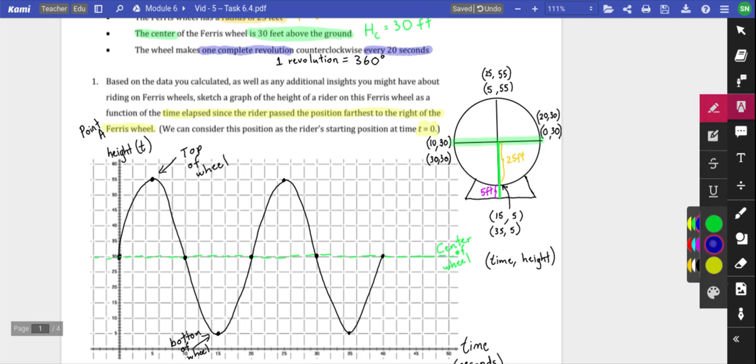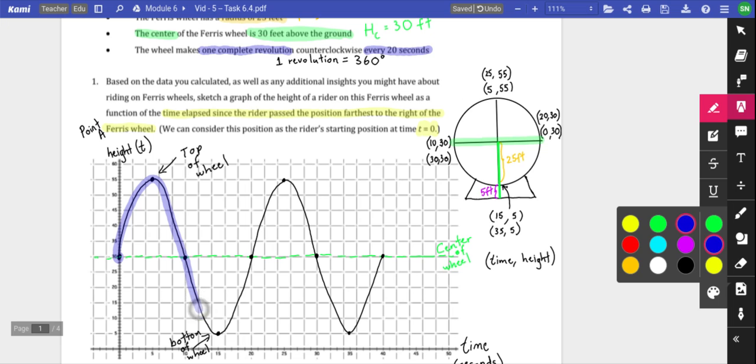And I'm going to highlight one rotation of the wheel. We start here, we go to the top of the wheel, go to the left side of the wheel, bottom of the wheel, and we are back to the beginning of the wheel. So there are 2 rotations in this one.